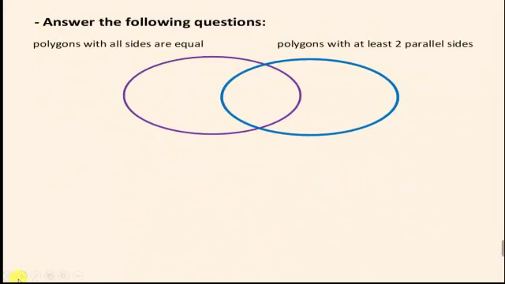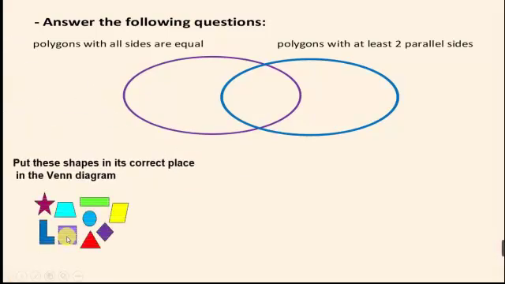Okay, the next exercise. He gave me a Venn diagram and he gave me the label of each circle or each section, and he gave me also some shapes and I want to put them on the Venn diagram. First, I will look at the intersection area. I have to put here polygons with all sides equal and at least two parallel sides. Okay, so the first one, all sides are equal. Which one here has all sides equal? Square and rhombus. All sides are equal and they have at least two parallel sides.